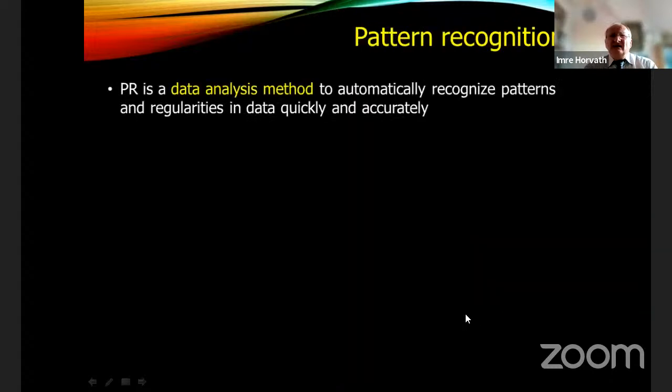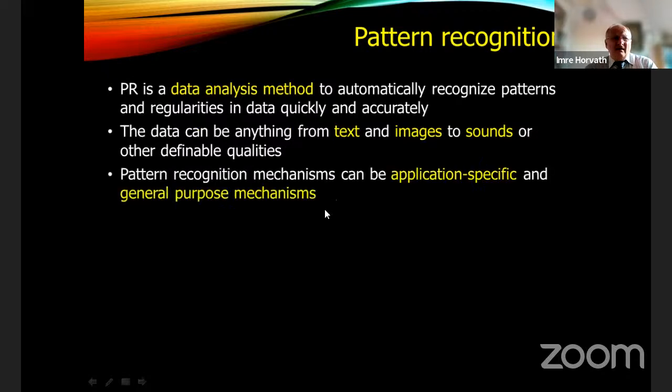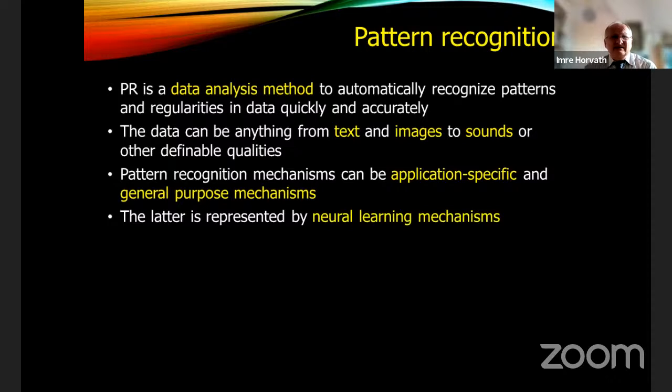The next canonical problem is pattern recognition. Pattern recognition is a data analysis method to automatically recognize patterns and regularities in data quickly and accurately. The data can be anything ranging from text through images to sounds or other definable qualities. Pattern recognition mechanisms can be application-specific and general-purpose mechanisms. The latter is represented by neural learning mechanisms.